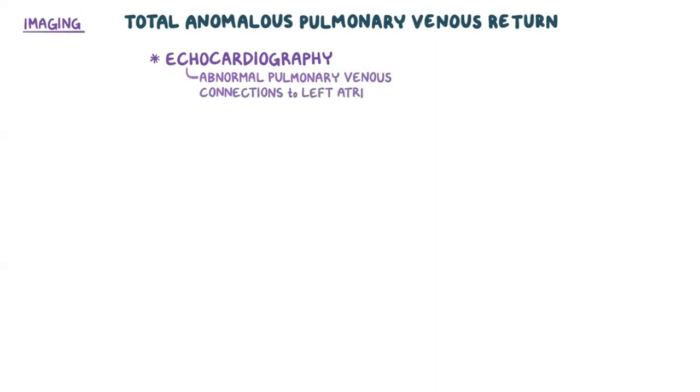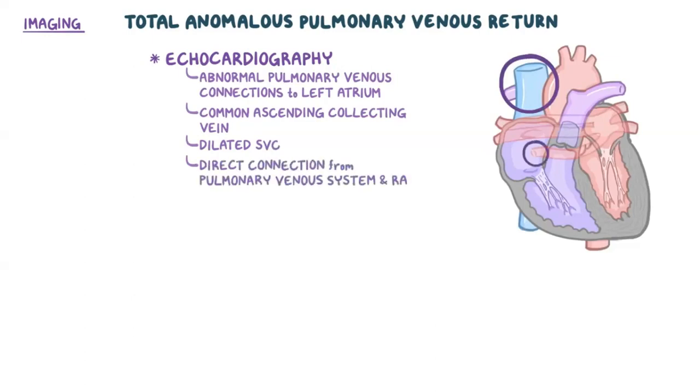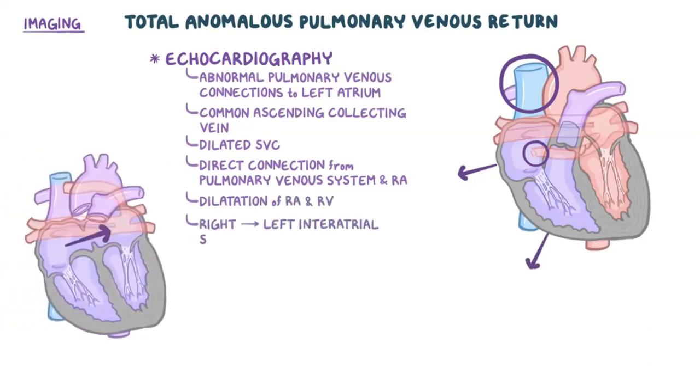Regarding imaging, echocardiography is the first technique used for diagnosis. It can detect normal pulmonary venous connections to the left atrium, a common ascending collecting vein along with the dilated superior vena cava, a direct connection between the pulmonary venous system and the right atrium, dilation of the right atrium and ventricle, and right to left interatrial shunting.